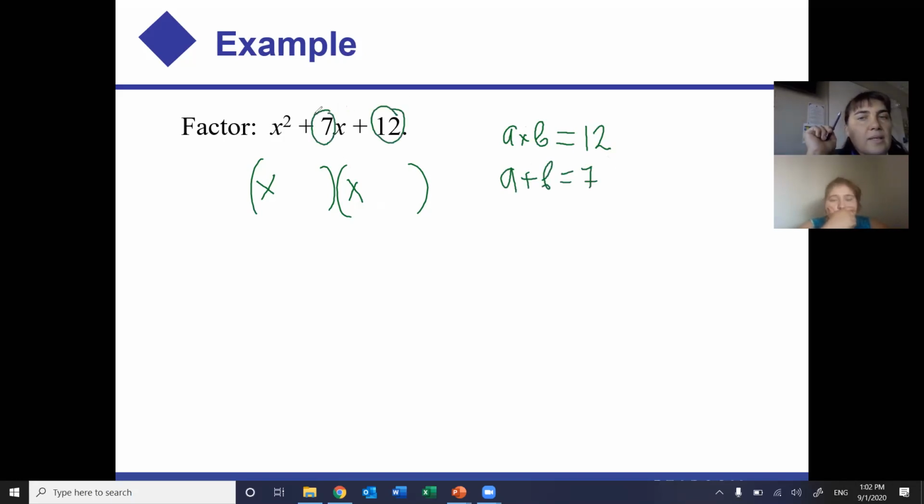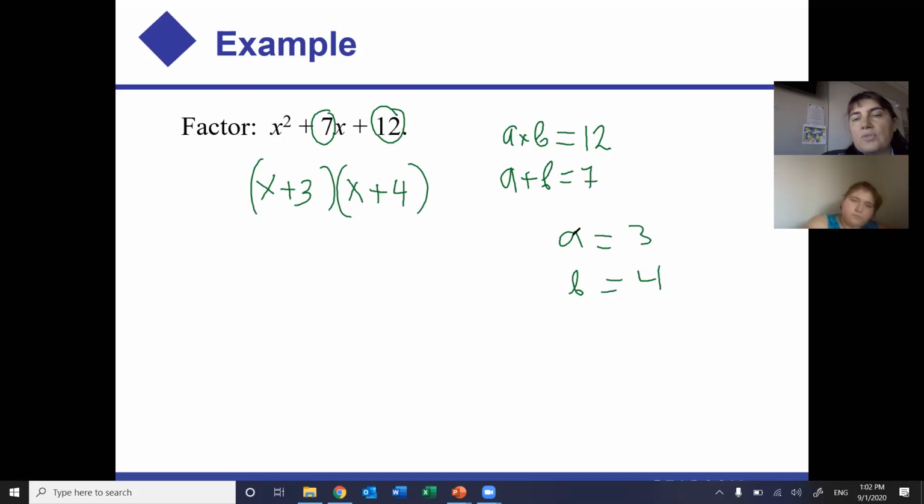So Carissa, what are the numbers which multiply to 12 and when you add them together give you 7? 3 and 4 is what Carissa said. Okay. And those numbers you're going to put right here: 3 and 4. Carissa found that A equals 3, B equals 4.